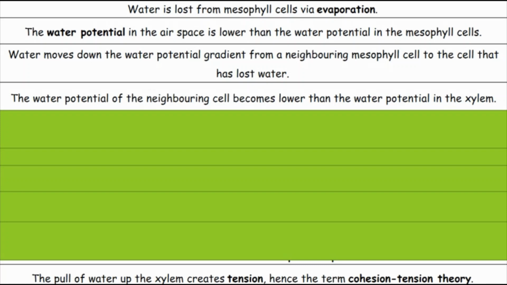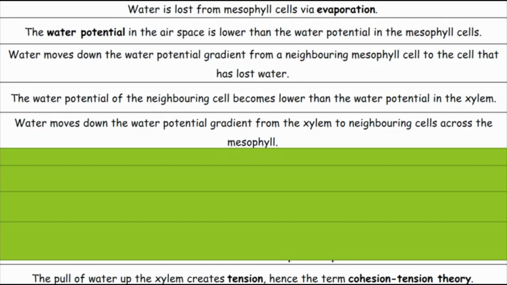The water potential of the neighbouring cell becomes lower than the water potential in the xylem, and this means that water is going to again move down the water potential gradient from the xylem to neighbouring cells across the mesophyll. So think of it like a chain reaction. If one cell has lower water potential, let's say to make it easier to think about, it becomes more dry, then the cell touching it next door is going to donate a bit of water. And then that cell becomes a bit drier. So then the cell next to that second cell is going to suck a bit of water out.